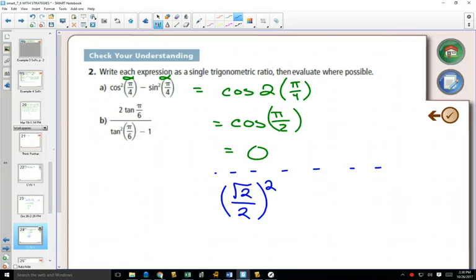If cos of pi over 4 is root 2 over 2, then cos squared would be root 2 over 2 times root 2 over 2, which is root 2 over 2 squared. Awesome, thank you.